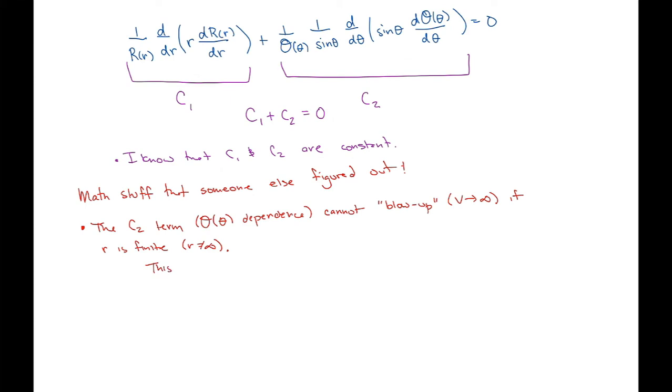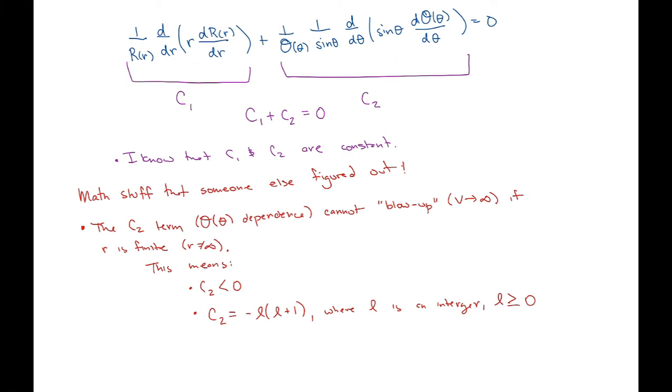Based on what other people have done, this means that I know that C2 term has to be less than 0. And in fact, I know that C2 has to equal negative L times L plus 1, where L is an integer and L can be greater than or equal to 0. I can't prove this. I will not, and I am not sorry. Sometimes we have to stand on the shoulders of giants.